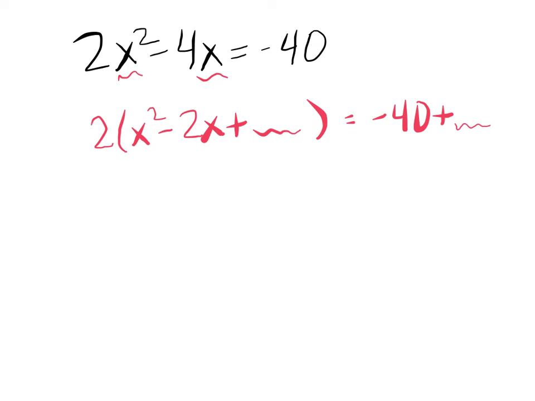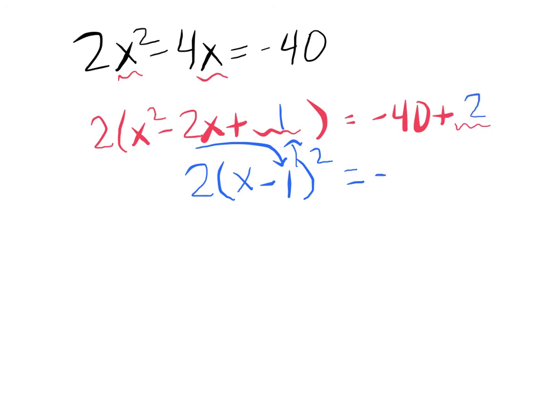Now we need to find that something. And to find that something, we're going to think about what our completed square is going to look like. B divided by 2, all squared. Did you really just add 1 to that side? No, we added 2 times 1, which is 2. So that leaves me with negative 38 on that side.